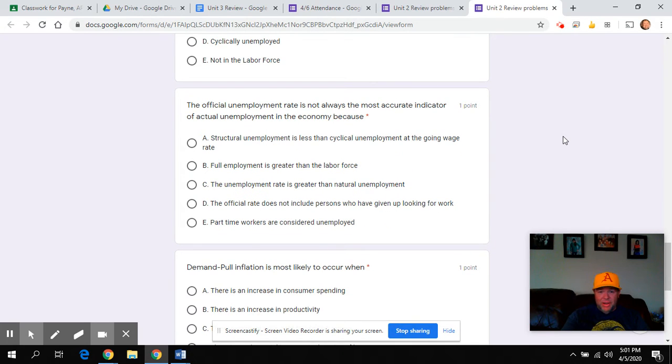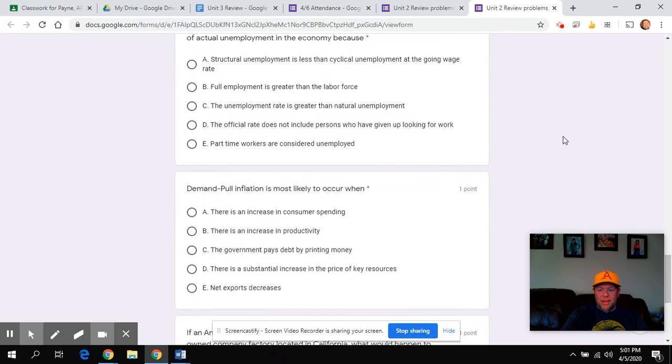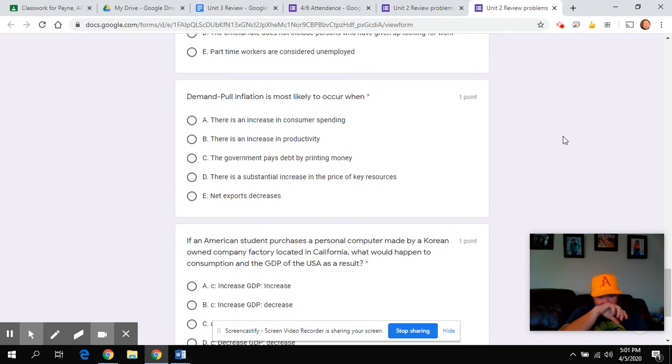The official unemployment rate is not always the most accurate indicator of what's going on because the right answer is D. It does not include people that have given up looking for work. So you're only unemployed if you're looking for work. All right, and then demand pull inflation is most likely to occur when there is an increase in consumer spending. This is when everyone's buying stuff and makes the price go up.